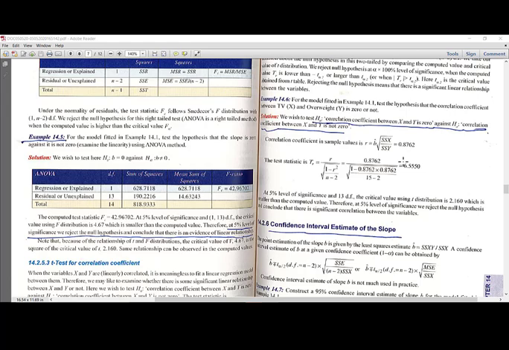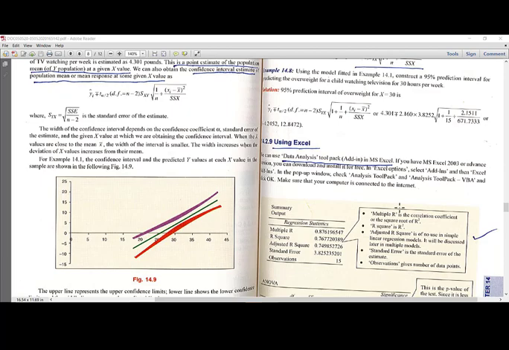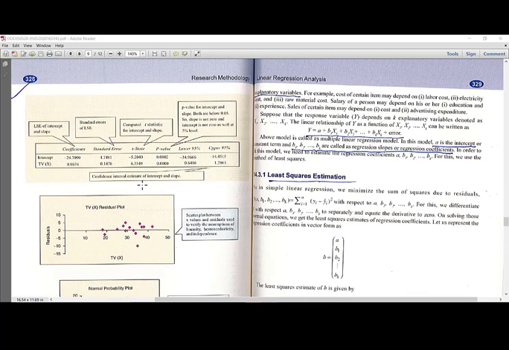And now if we go to this Excel sheet, here you can see the computed t statistics for the intercept and the slope, 6.554. Then p-values are written here. The p-values for intercept and slope are both below 0.05. Here you see, this is 0.0002. Here it is actually 0.